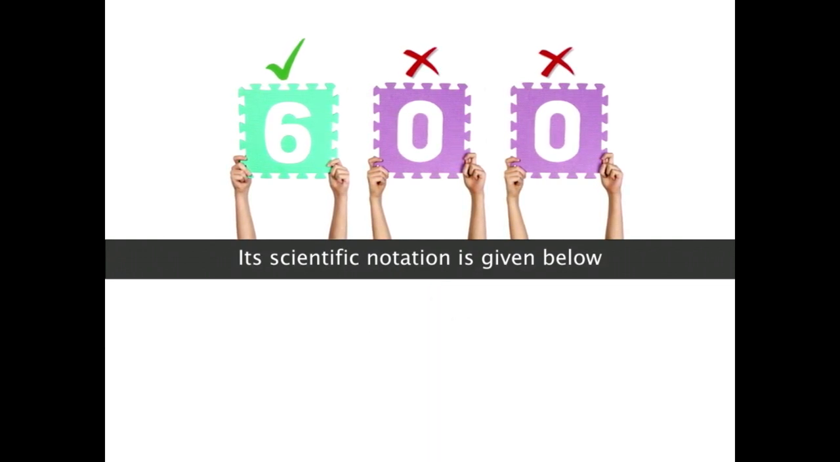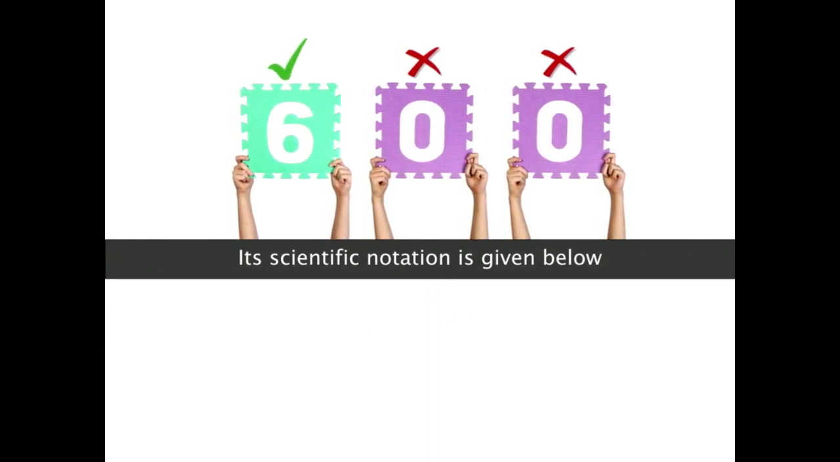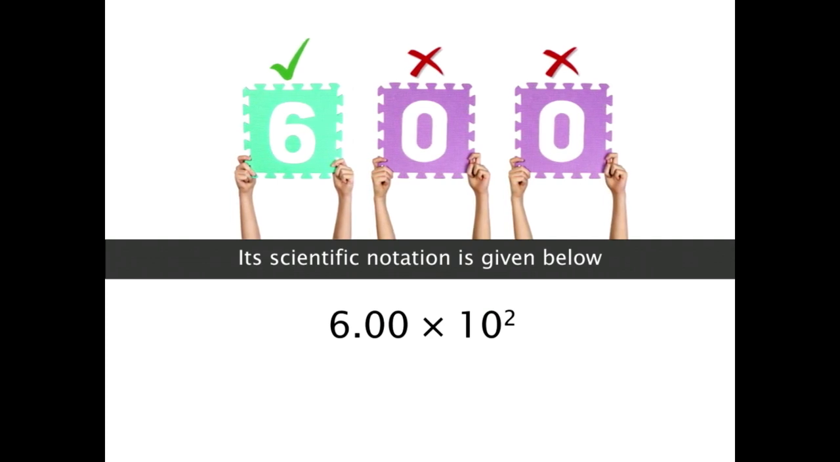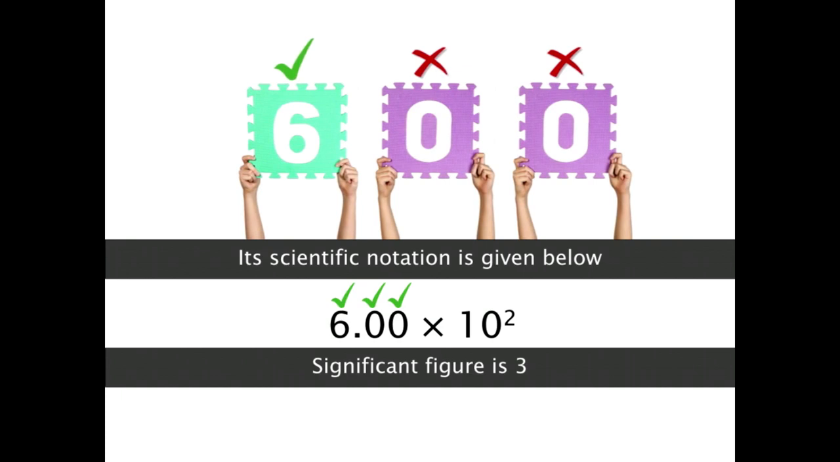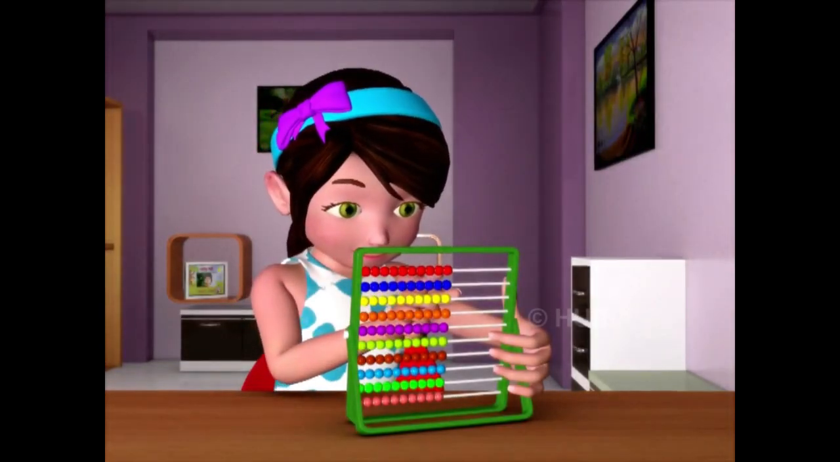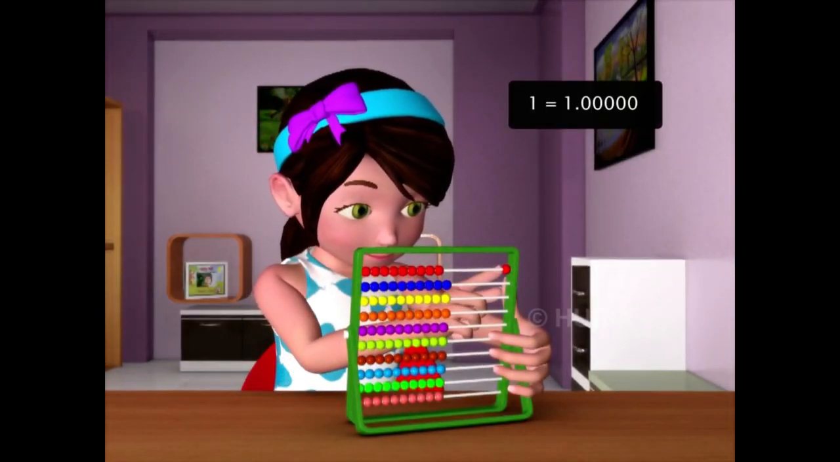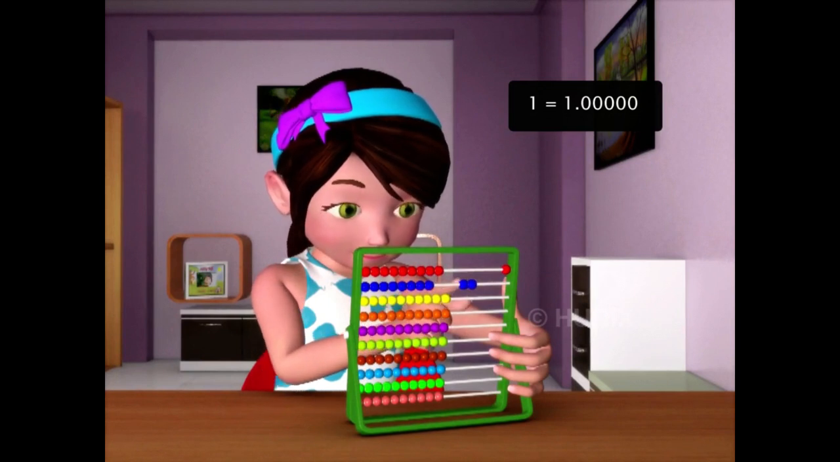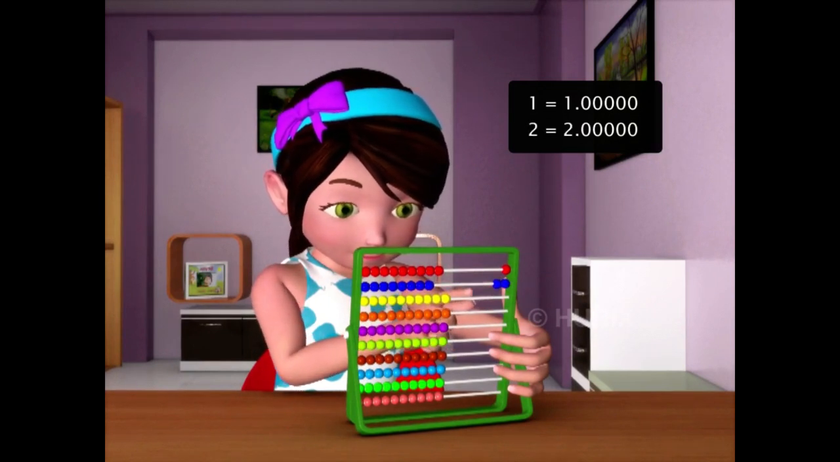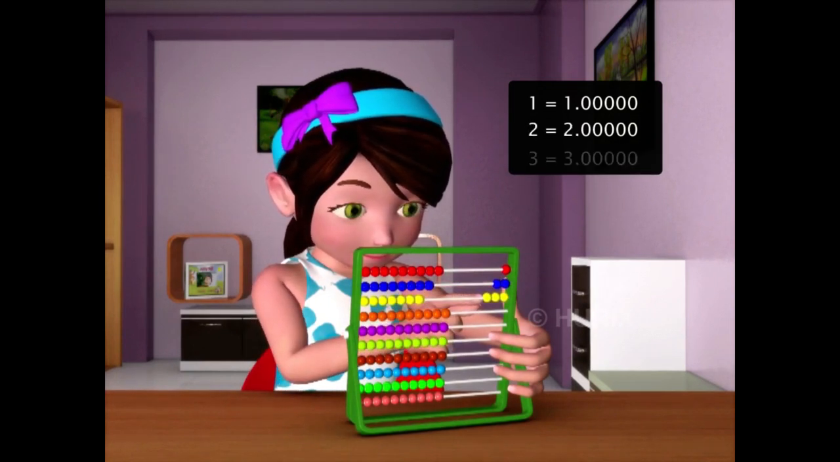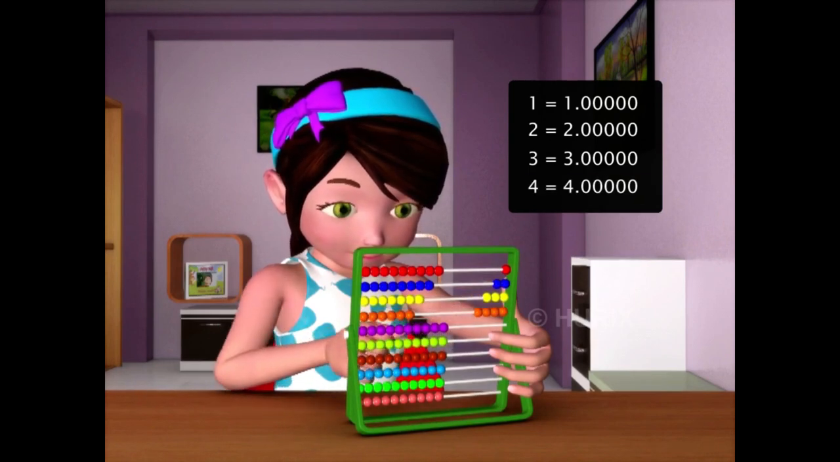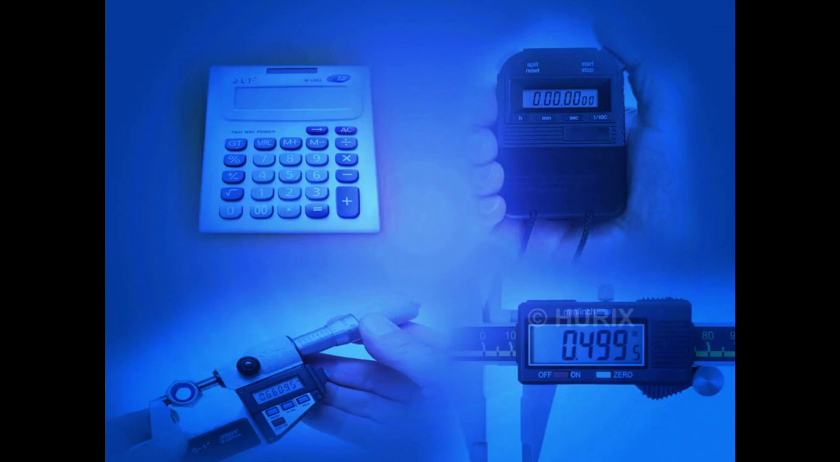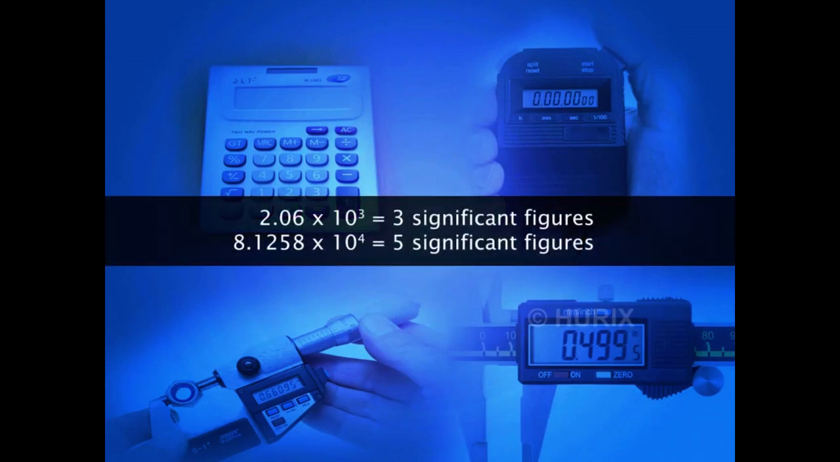However, if this number is given in scientific notation as 6.00 into 10 raised to 2, the significant figures are 3. Counting numbers of objects have infinite significant figures. As these are exact numbers, they can be written with an infinite number of zeros after placing a decimal. In scientific notation, all digits are significant.